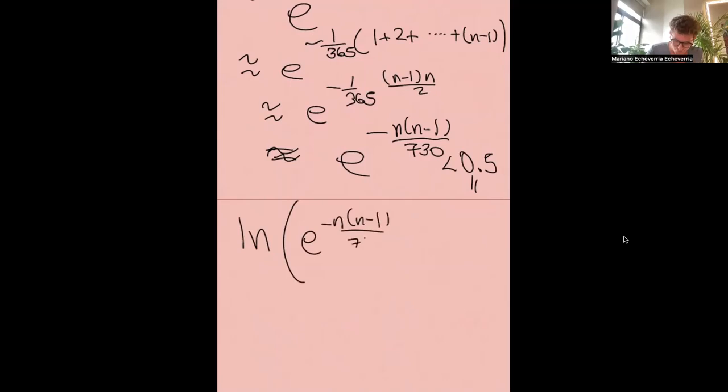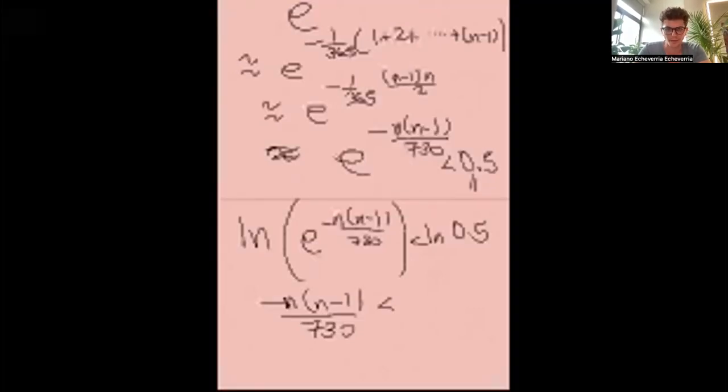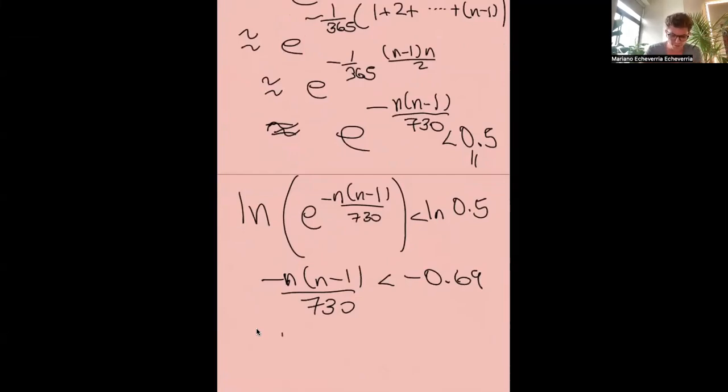Just always work on your pre-calculus skills. Because ln is an increasing function, that's fine. So you get that minus n times n minus 1 over 730 should be less than ln of 0.5, which is minus 0.69. Now this looks better. You can multiply both sides by minus 1, and when you multiply by minus 1, that changes the inequality. Okay, this looks a lot better.